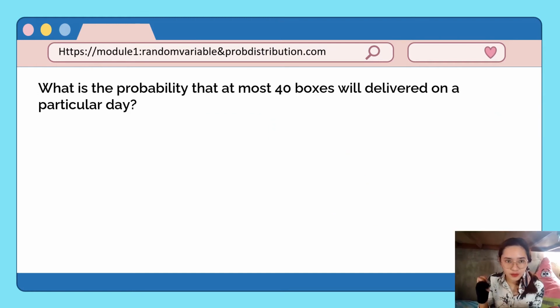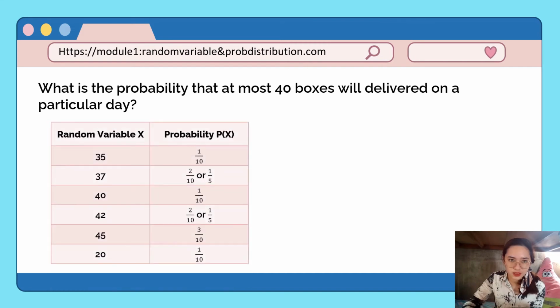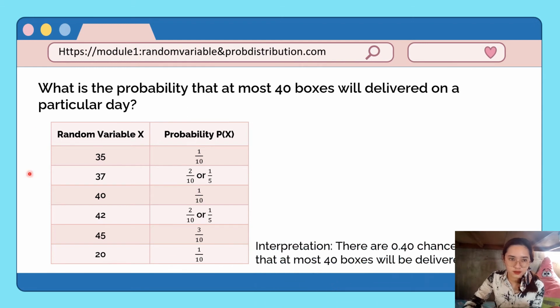Alright, so next problem, what is the probability that at most 40 boxes will be delivered on a particular day? At most naman ang ginamit ditong word. Okay. So let's go back with our probability distribution. Ito siya. Okay, sige, let's compute. Then, again, we are looking for the probability ng at most 40 boxes. At most 40.